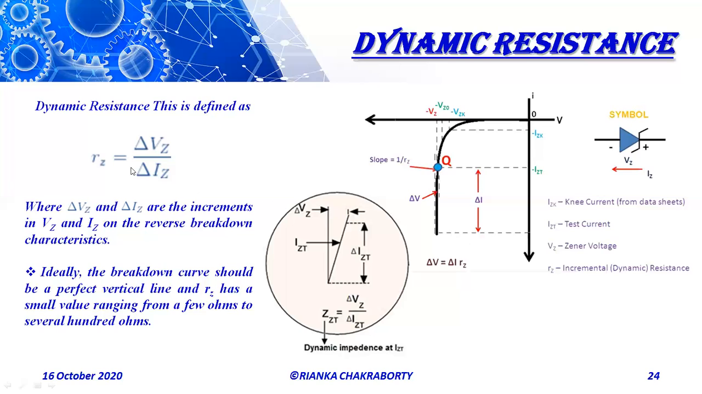We can see that Rz equals del Vz by del Iz. This portion is denoted by del Vz and this portion is denoted by del Iz. The change in voltage and the change in current.